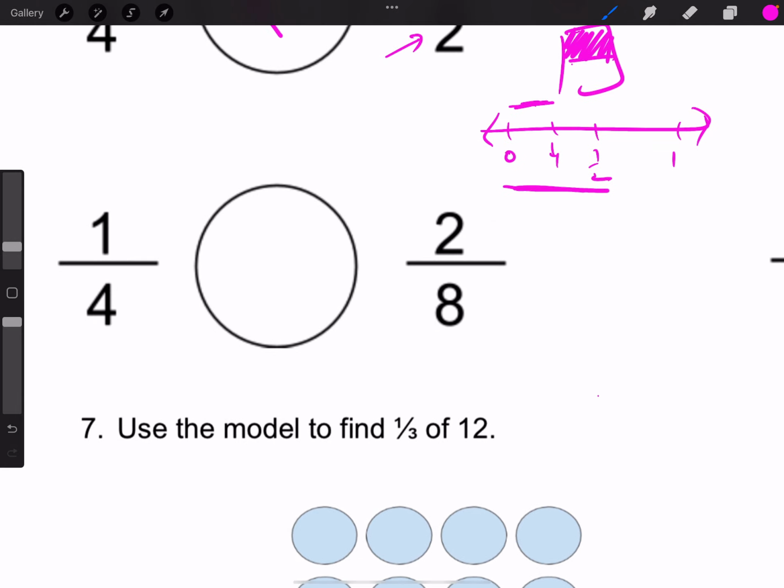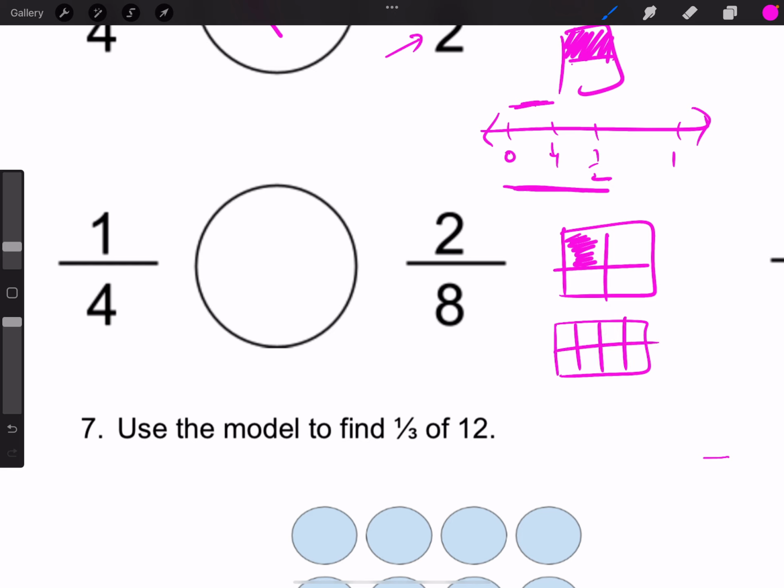A lot of kids will look at the denominators and say, oh, this denominator is bigger, so it must be like that. They might say, oh, the numerator is bigger, so it must be like that. But in reality, what we're looking for is the kids being able to see that 1/4, just like that, is the same as if I did 2/8. Like this piece right here is the same size piece as that right there. So these are equal.